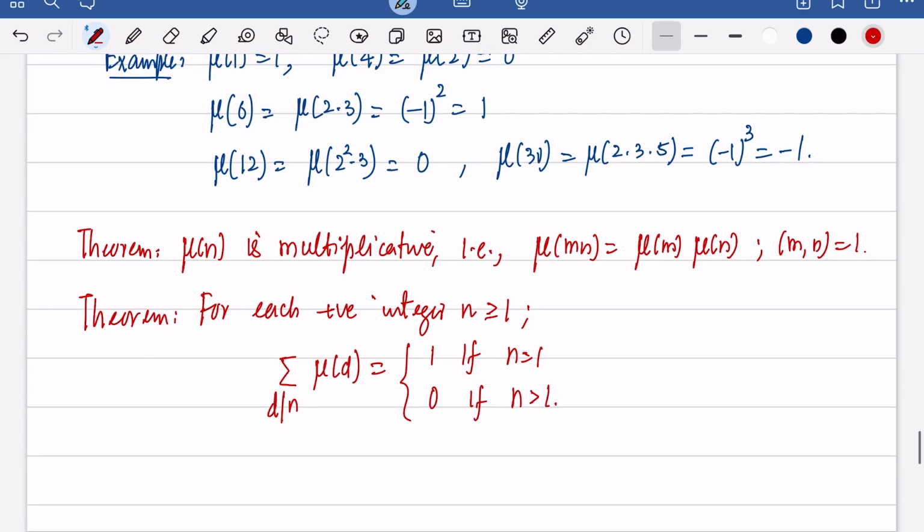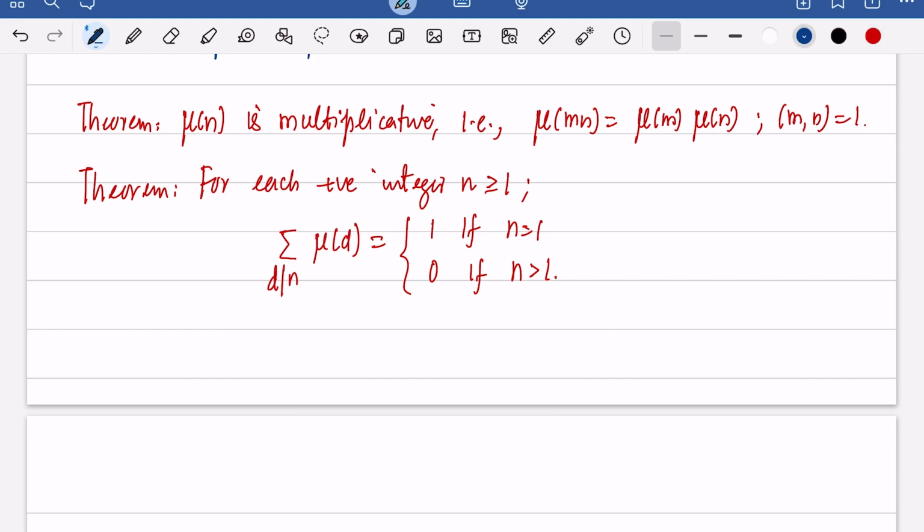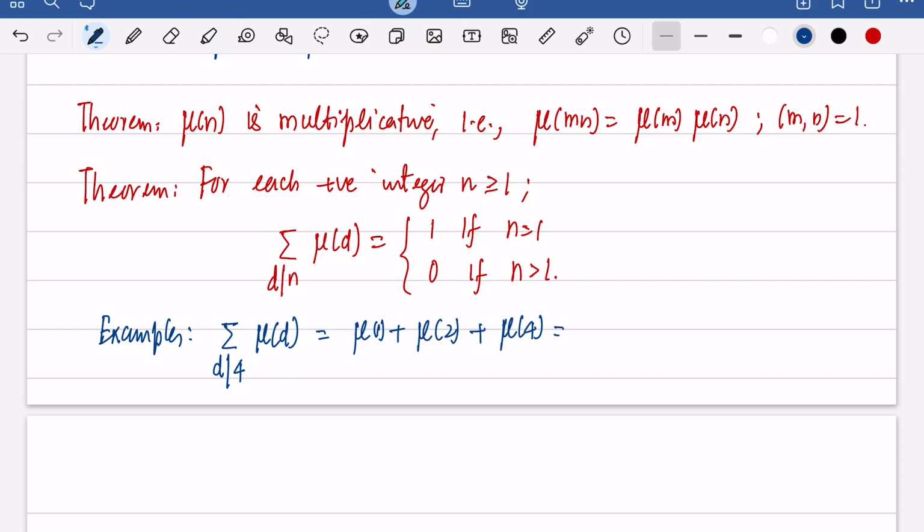So therefore this summation over d dividing n of mu of d has only two values. Its value is 1 if and only if n is 1, otherwise it is always equal to 0. So again, let's take up some examples here. Suppose we want to evaluate the summation over d dividing 4 of mu of d. Now 4 has the positive divisors 1, 2 and 4. So this is mu of 1 plus mu of 2 plus mu of 4. Now mu of 1 is 1, mu of 2 is minus 1, and mu of 4 is 0. So the sum is 0.